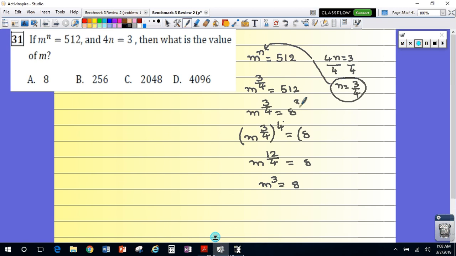Okay, this is 8 to the 3rd power. So raising both sides to the 4th power, this is 8 to the 12th power, right? So 8 to the 12th power. This one I can write as 8 to the 12th power.